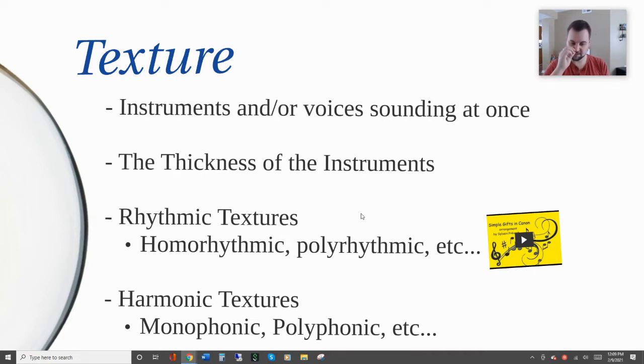Okay. Harmonic texture follows a similar pattern. So harmonic, of course, we're talking about harmonies. We just talked about harmonies in day 2 and how harmonies have to be multiple pitches sounding at the same time. So monophonic: mono is a prefix for one, which means one sound. Phonic is a suffix for sound. So monophonic is one sound. Polyphonic, going along with what we just talked about, is multiple sounds occurring at the same time. So we'll look at some examples of those things today.